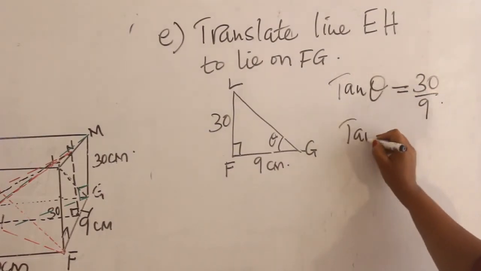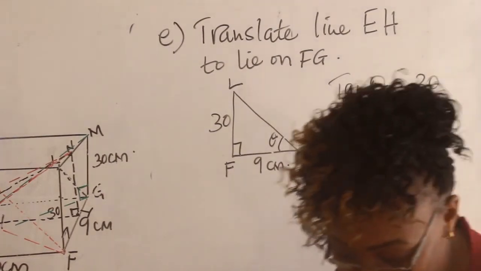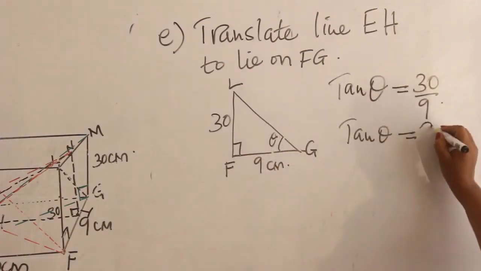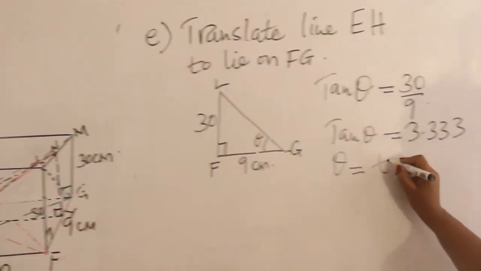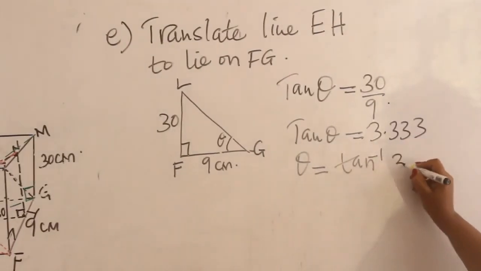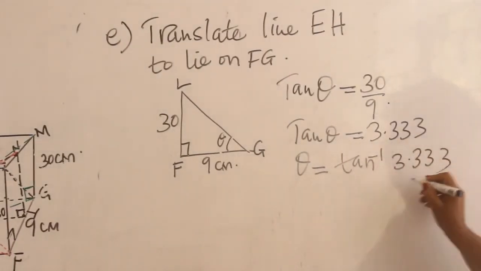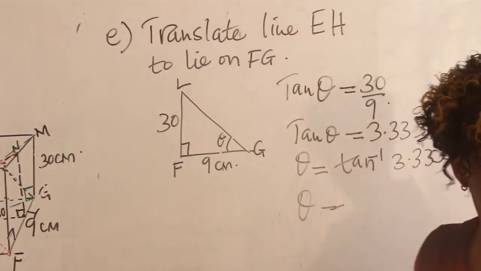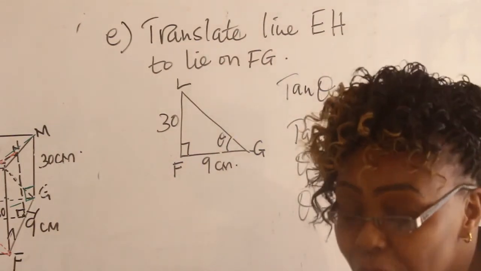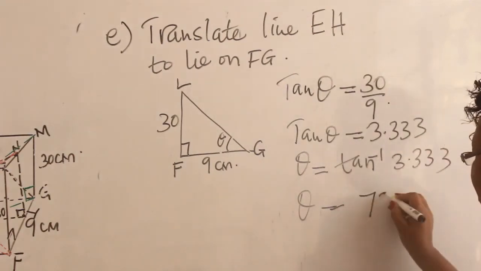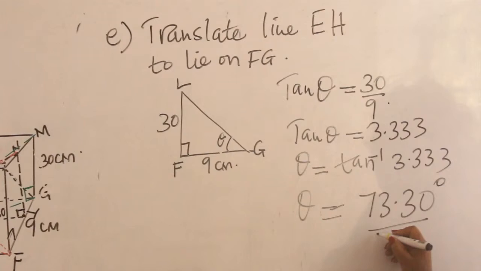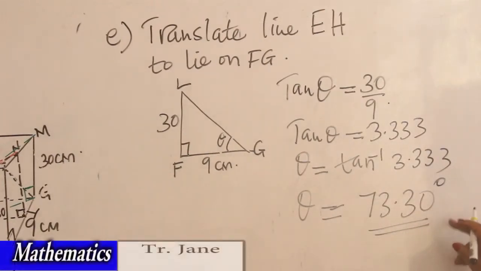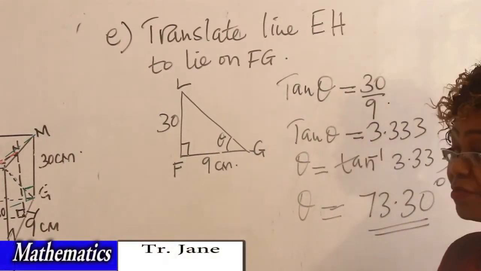So tan theta, you get the decimal, it gives you 3.333. And therefore to get theta, learner, you look for the tan inverse of 3.333. And so, learner, using a calculator, your theta should be 73.30 degrees to 4 significant figures.